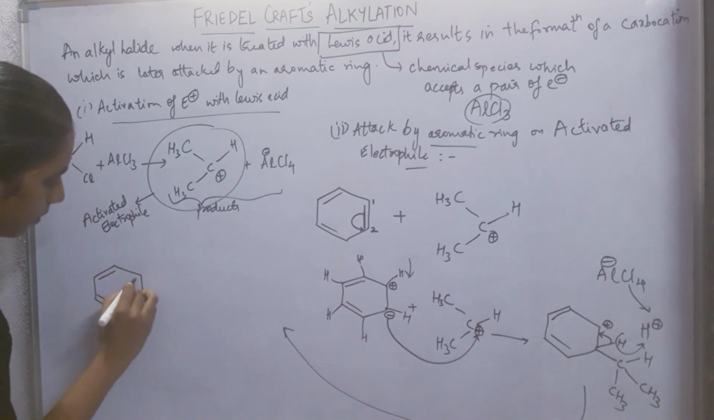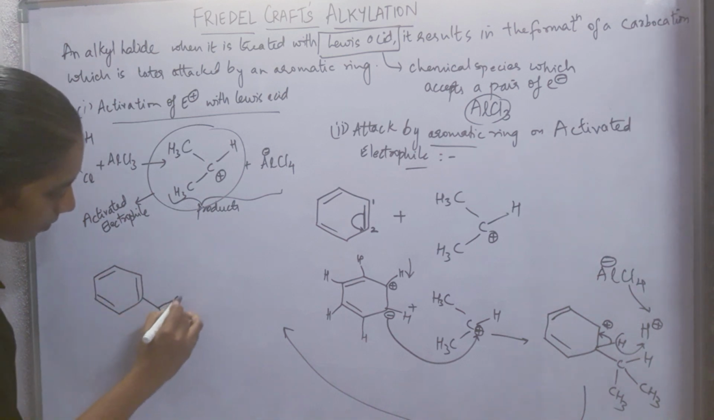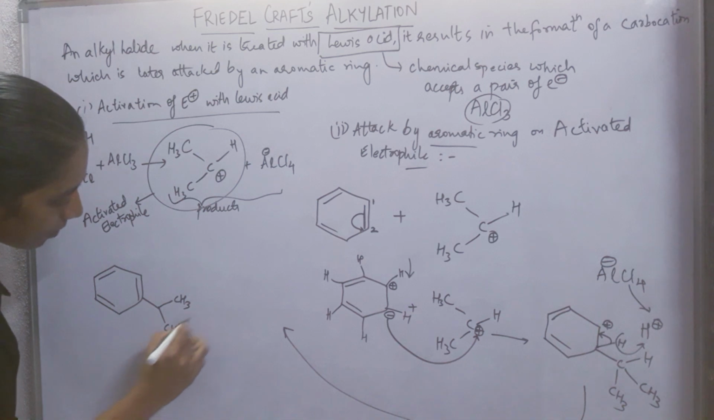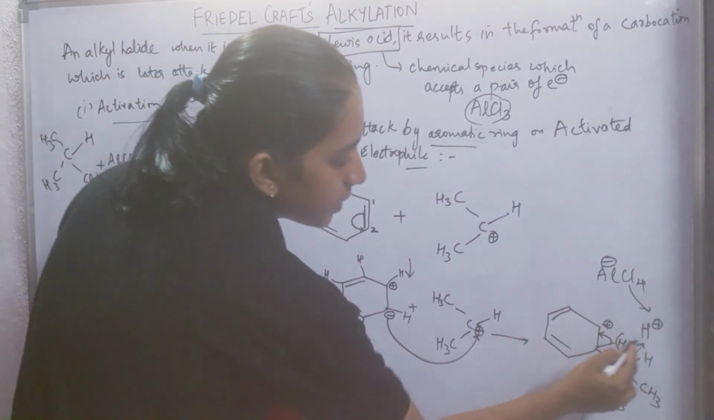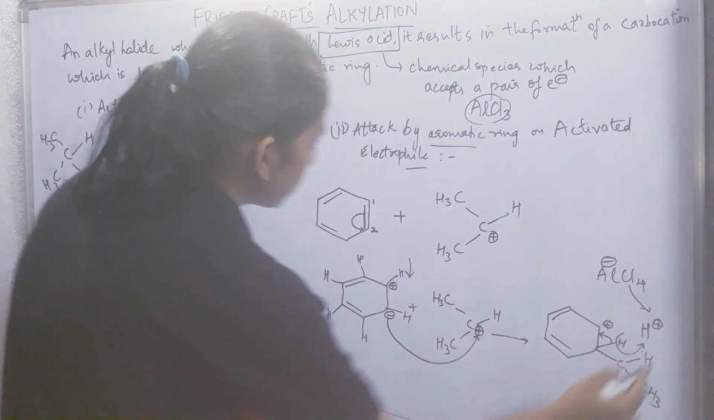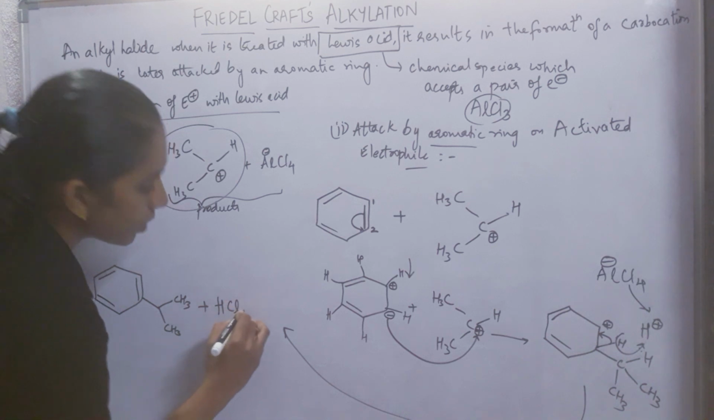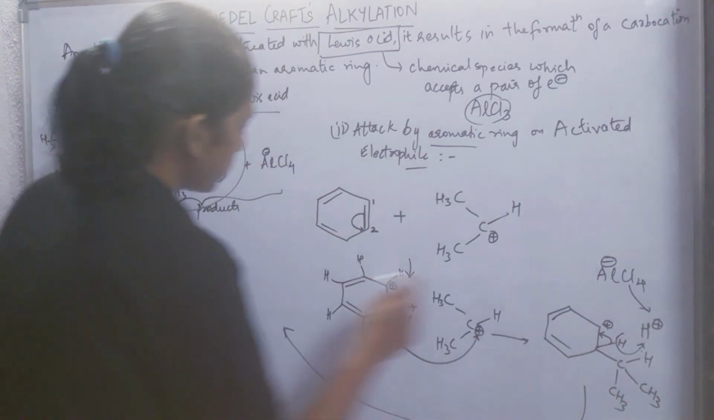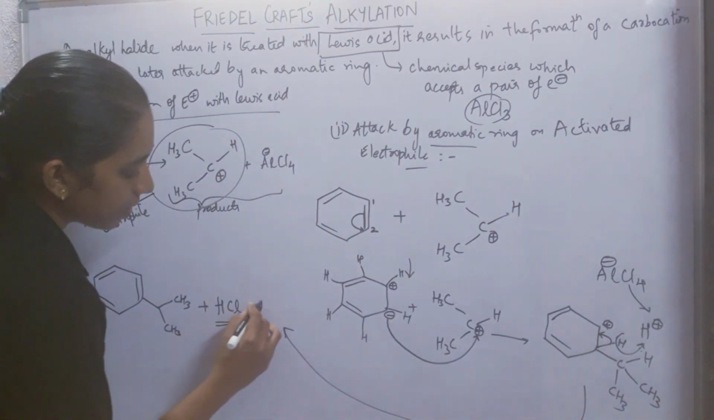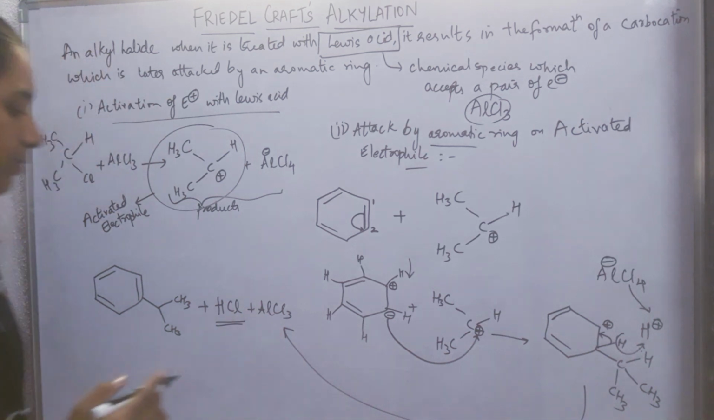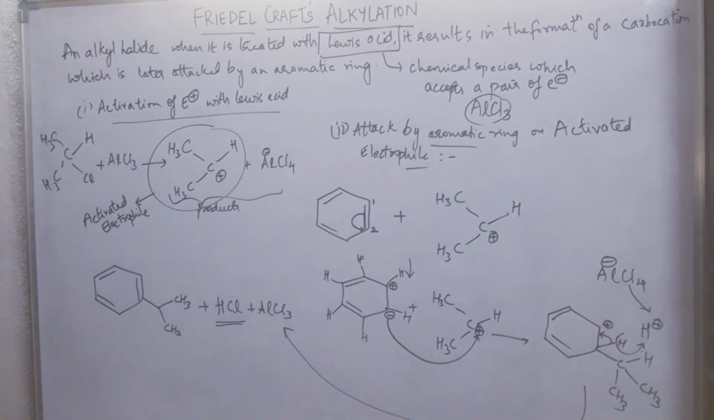See, benzene will form a double bond. The H plus, which was released from here, will form a bond with the chlorine in AlCl4 minus, which will give HCl and AlCl3. So here we can see the attachment of an alkyl group to the benzene ring. This is called Friedel-Crafts alkylation.